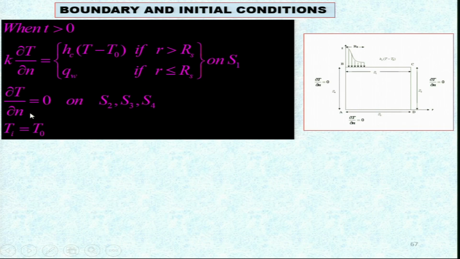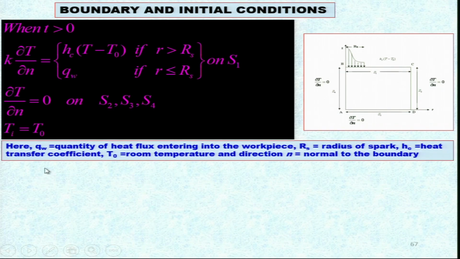And del T over del n is equal to 0 on S2, S3, S4, which I have already mentioned are considered to be insulated, and the initial temperature Ti is equal to T0. Qw is the heat flux entering into the workpiece, that is over here. Rs I have already told you. Hc is the heat transfer coefficient, T0 is room temperature, and direction n is normal to the boundary.